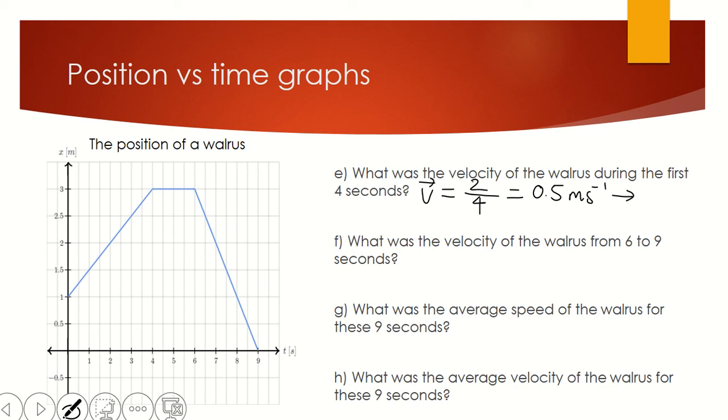Now, what was the velocity of the walrus from 6 to 9 seconds? From 6 to 9 seconds, we need to work out the gradient of this line. So it's rise over run again, but it's going to be a negative rise. So our rise is going to be -3 meters over 3 seconds. So it's going to be -3 over 3, which gives us -1 meters per second.